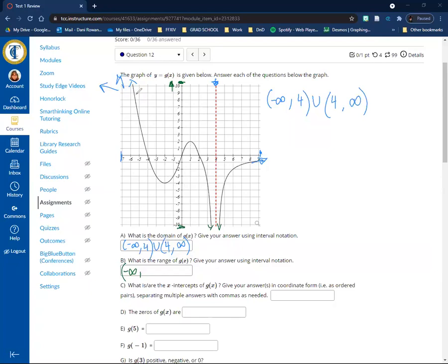I heard some interesting answers. But it goes up to positive infinity. In this case, this asymptote doesn't matter because we're talking about y values, right? So this graph starts all the way at negative infinity. And if you notice up here, this goes up and it just keeps going. So it's going to hit every y value.